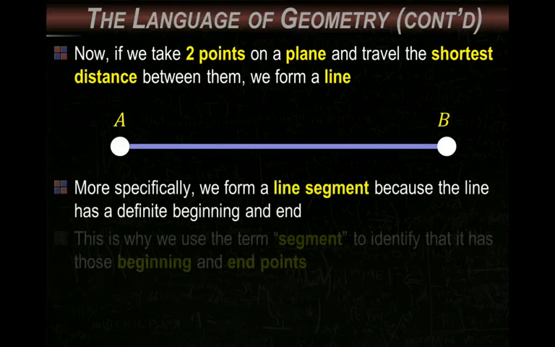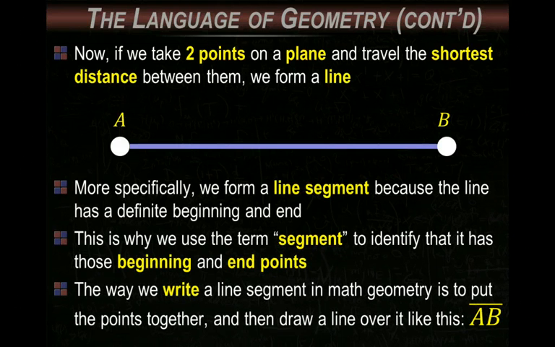If you have 2 points and travel between them, the shortest distance between 2 points is called a line. Now, that's actually a lie. This is not a line. This is what's called a line segment in geometry. It's called a line segment because it has a definite beginning and a definite end. This line starts and stops at 2 points. That's why it's called a segment. Okay? When you write this in geometry class, you want to be lazy about the way you write it.